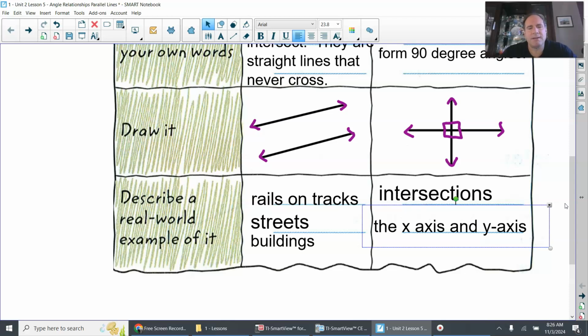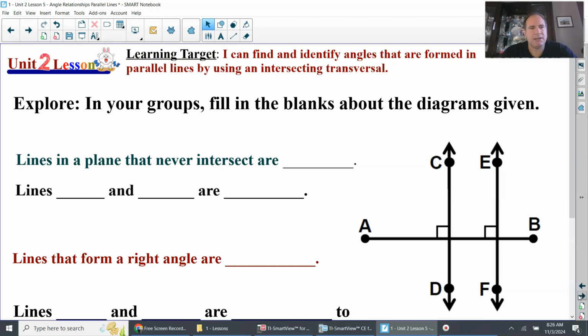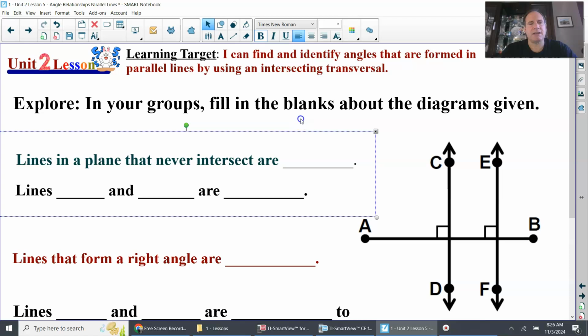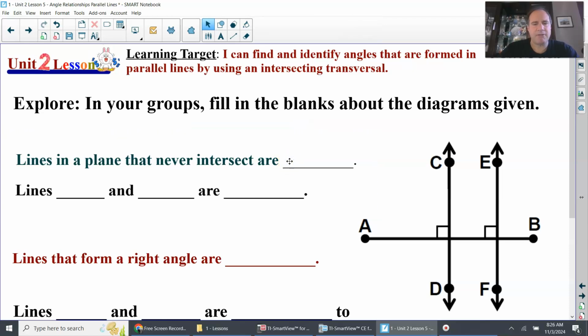Describe a real-world example of parallel lines: rails on tracks, streets, and buildings. Intersections, like that four-way stop that you think of, or any intersection for that matter. And then the X and Y axes describe the perpendicular lines when they form right angles. And that's basically it. Lines in a plane that never intersect, remember, we say that these are parallel lines.